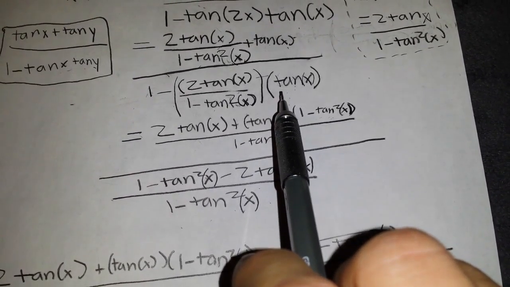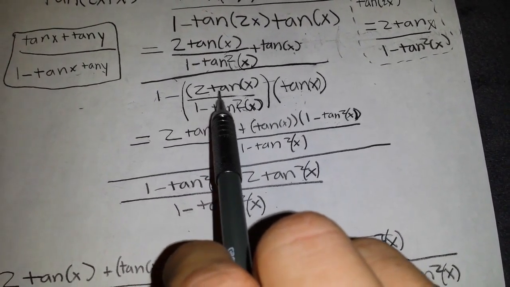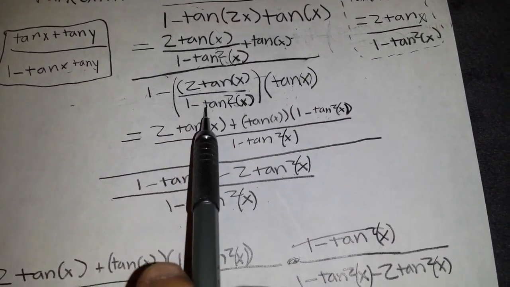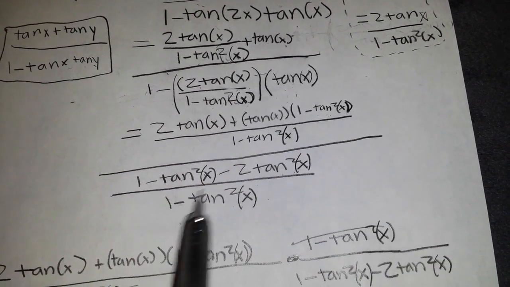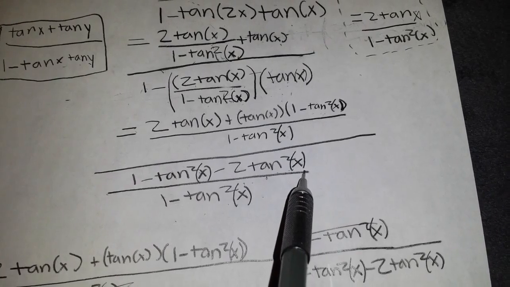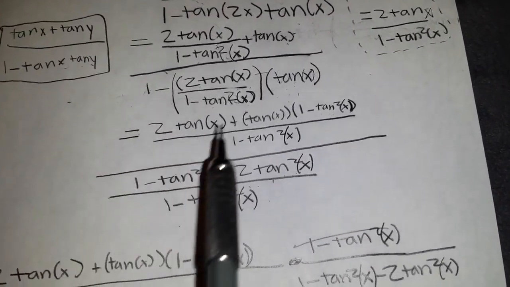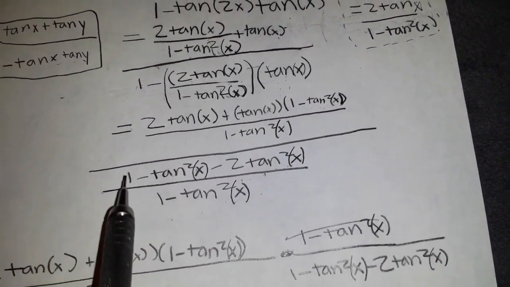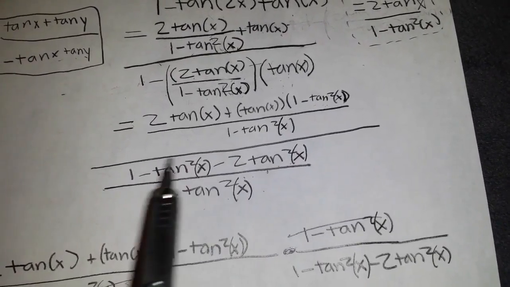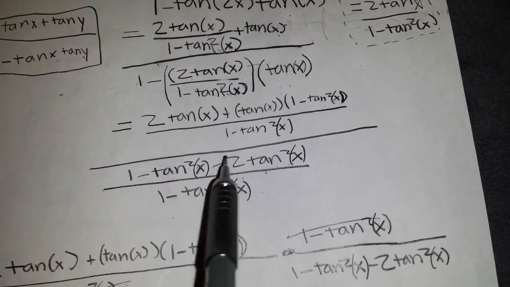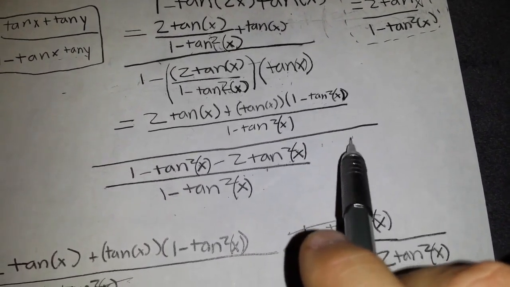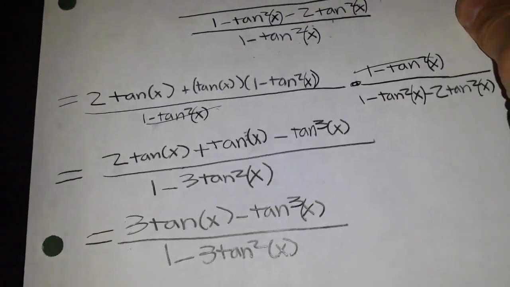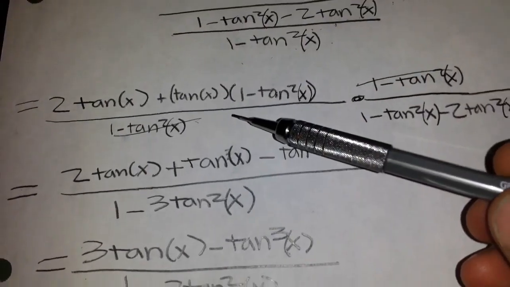So then the tangent of x is going to multiply into the 2 tangent of x to give you 2 tangent squared of x. So it's going to be 1 minus tangent squared x minus 2 tangent squared x, all over 1 minus tangent squared x. So we're going to get 2 tangent x plus tangent of x times 1 minus tangent squared of x, all over 1 minus tangent squared x, all over 1 minus tangent squared x minus 2 tangent squared x, all over 1 minus tangent squared x. And this is going to bring us to here where we're going to start simplifying.